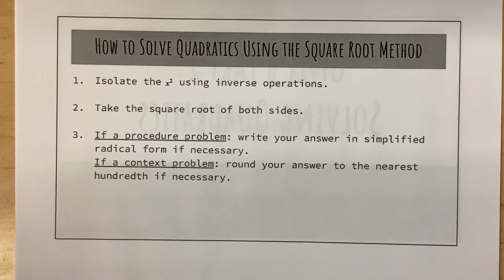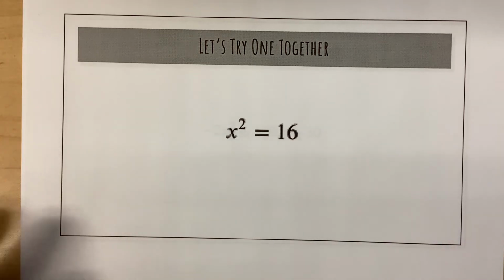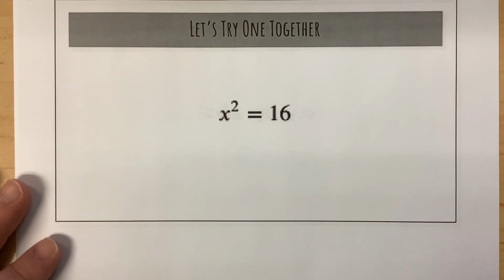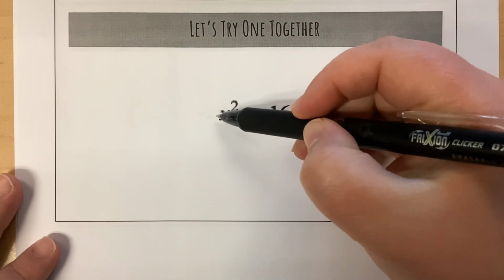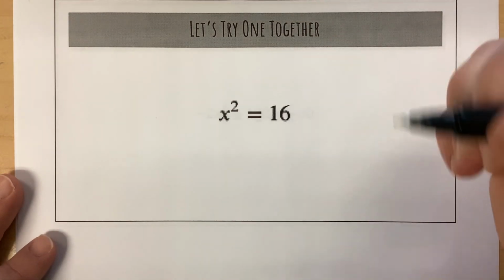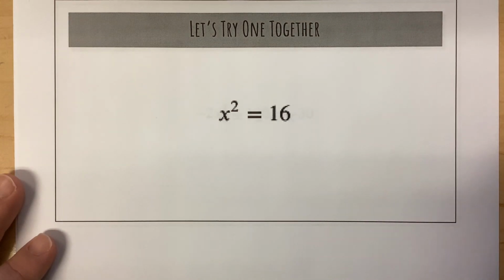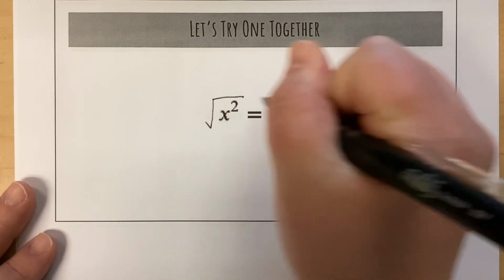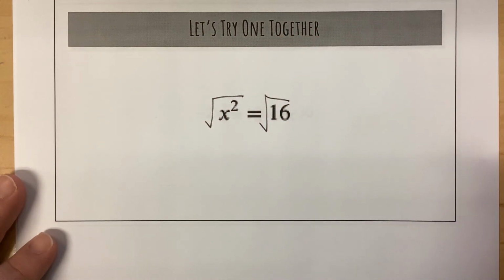Okay, so let's take a look. First problem here is very simple. It's x squared equals 16. Notice that there's no coefficient in front of x squared and nothing being added or subtracted at the end. This means x squared is already isolated. So we can go ahead and take the square root of both sides.